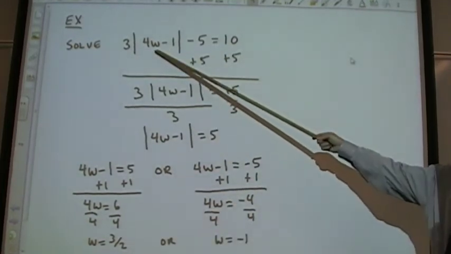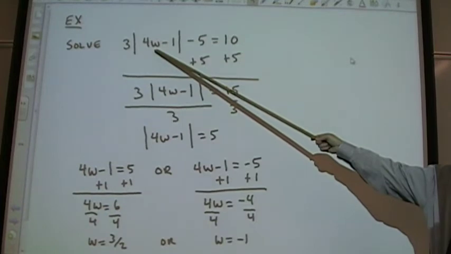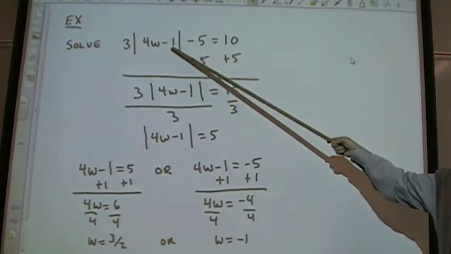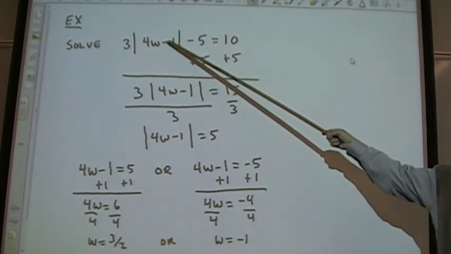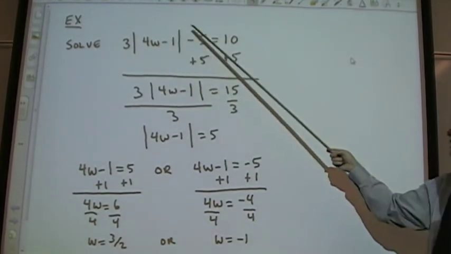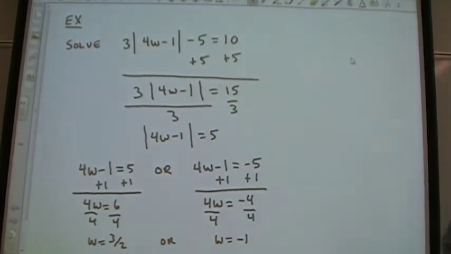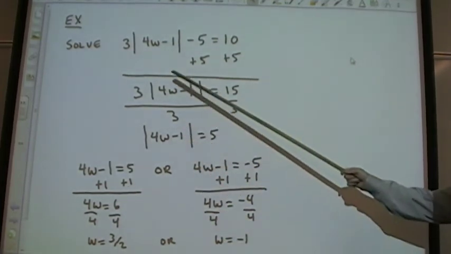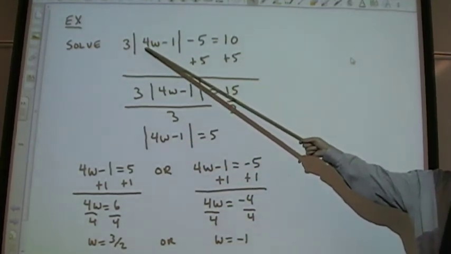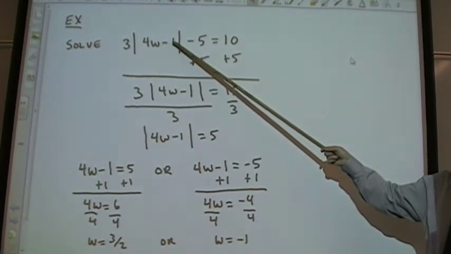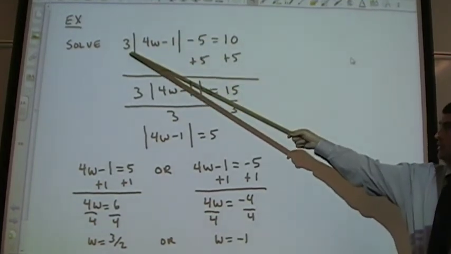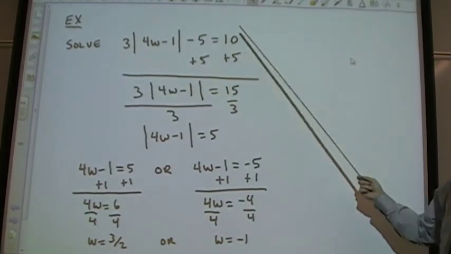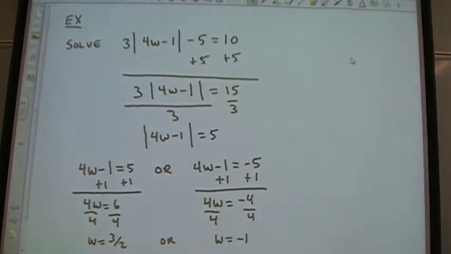What's 3 halves of 4? 6. What's 6 minus 1? 5. What's the absolute value of 5? 5 times 3, 15, minus 5 does equal 10. It works. What about negative 1? Negative 1 times 4, negative 4, minus 1, negative 5. Absolute value of negative 5 is 5. 5 times 3, 15, minus 5 does equal 10. They both work.